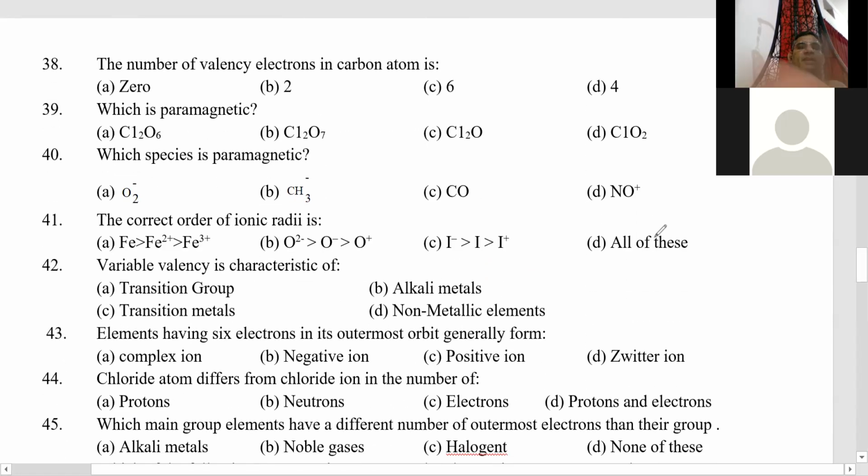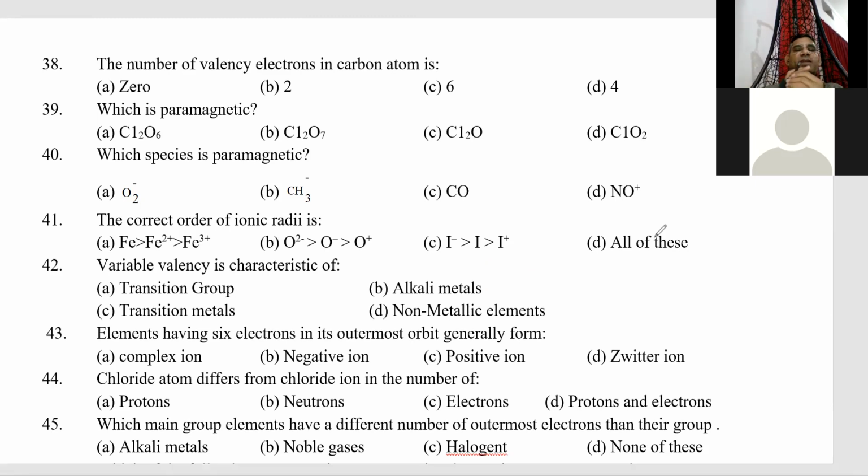Now, the valence electrons in a carbon atom is, how many valence electrons are there in the carbon atom? 4. 4, that is why its valency is 4.